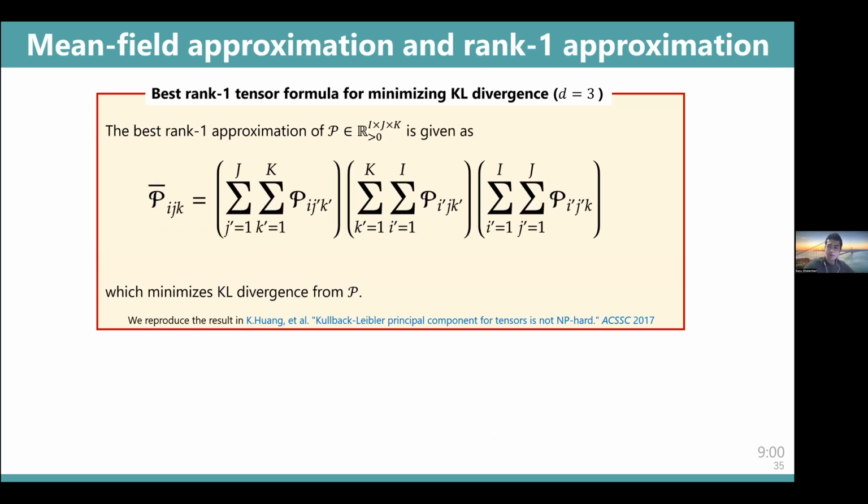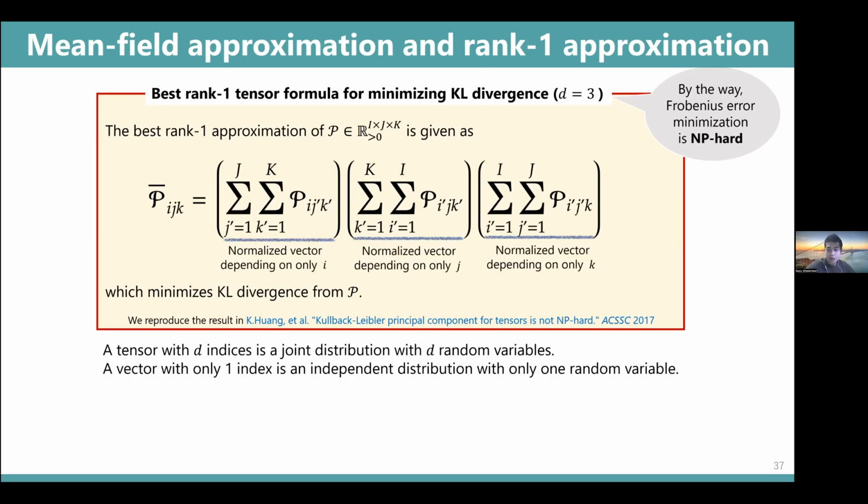The closed formula of the P bar is simple. The best rank 1 approximation is a Kronecker product of summation in each axial direction. Although the best rank approximation for minimizing Frobenius norm is an NP-hard problem, we can get the best rank approximation for KL divergence in polynomial time. Actually, the result has already been shown in AISTATS 2017. Our discussion reproduces their result using information geometry.